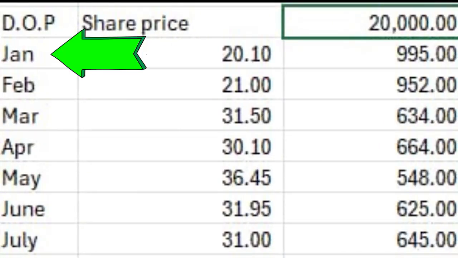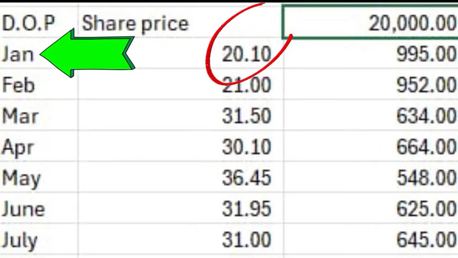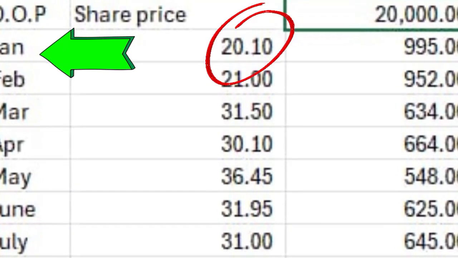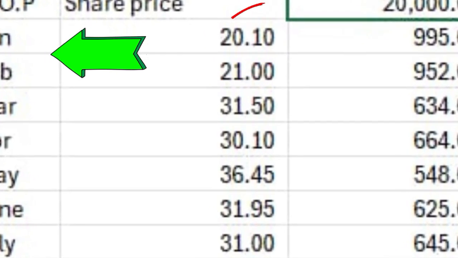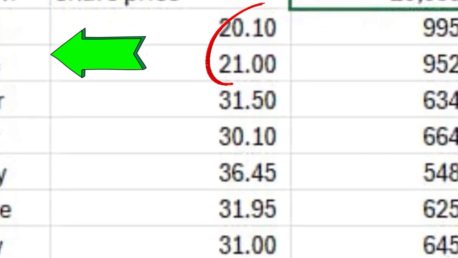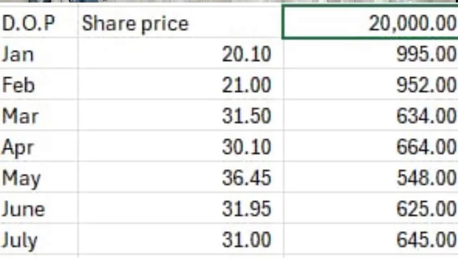In January this year, KCB shares were valued at 20.10 shillings. If you had 200,000 shillings and opted to use the dollar cost averaging strategy to invest, meaning that every month you buy shares worth 20,000 shillings, I'm going to assume the brokerage fees and the investing charges in this particular example, yeah?